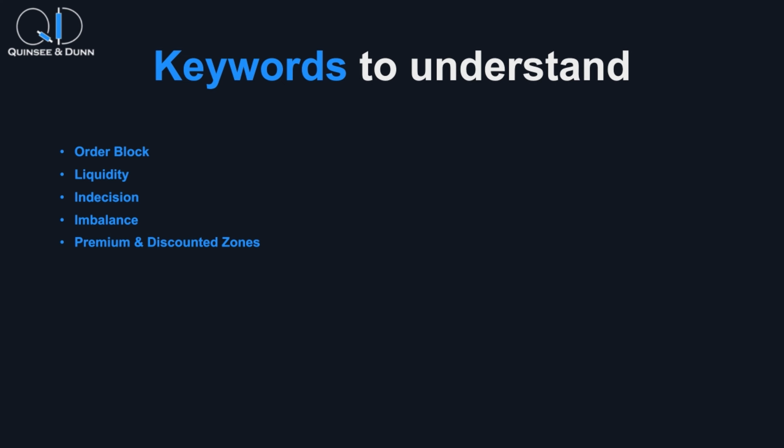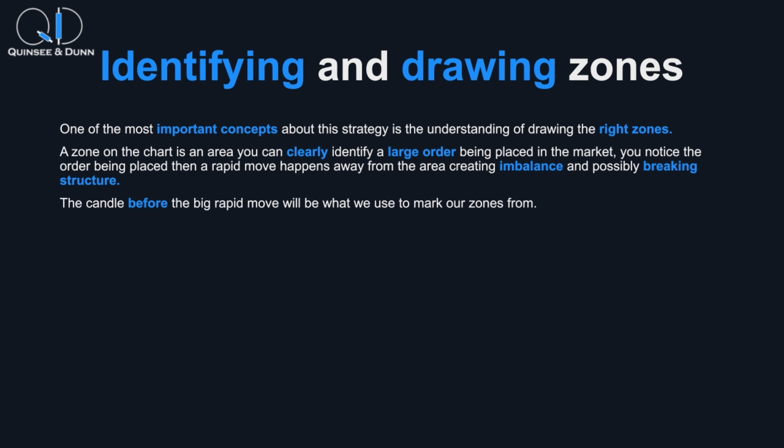Alright, so now we'll cover identifying and drawing zones. This is probably one of the most important concepts about this strategy: understanding drawing the right zones. A zone on the chart is an area where you can clearly identify a large order being placed in the market. You notice the big order being placed and a rapid move happens away from the area, creating imbalance and possibly breaking structure. The candle before the big rapid move will be what we use to mark our zones from.